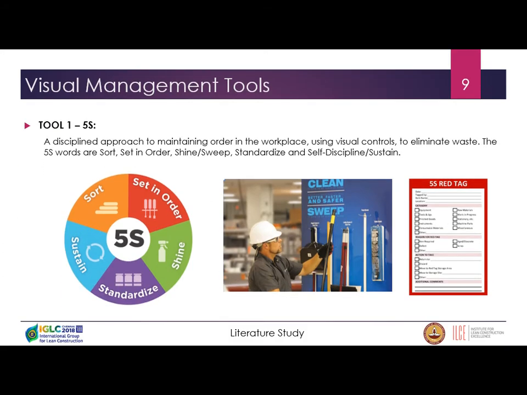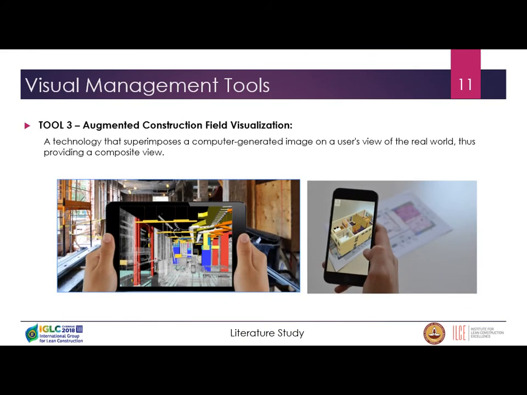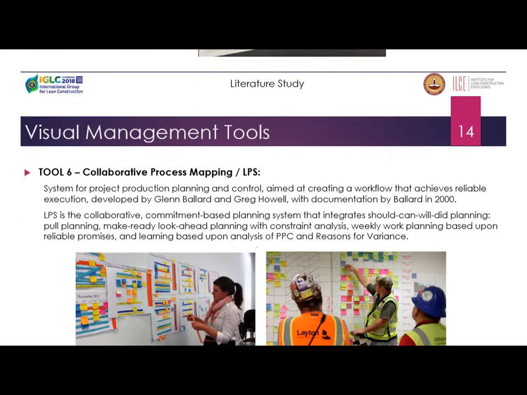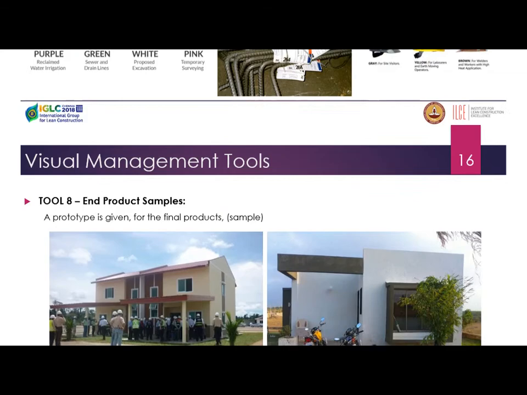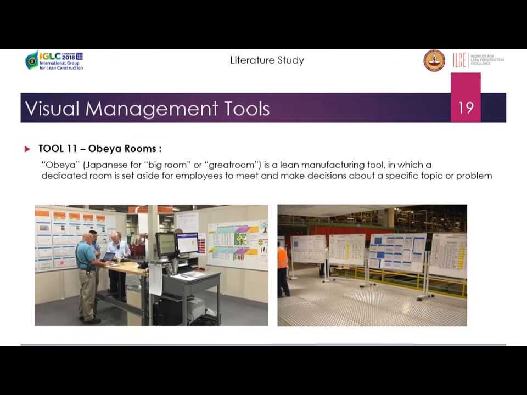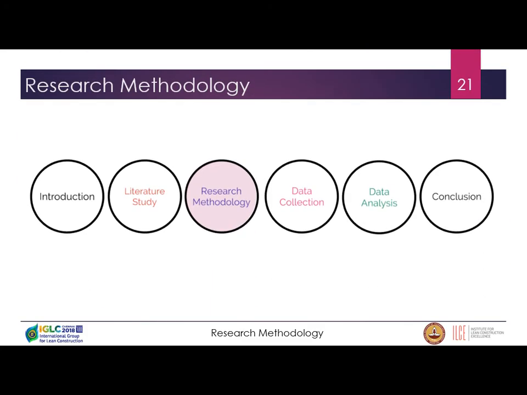These tools are 5S, Andon, augmented construction, BIM, display boards, collaborative process mapping based on the Last Planner System, color coding, end product samples, Heijunka, Kanban cards, Obeya rooms, and Poka-yoke. So these tools I have taken, and with the help of these tools the identified factors and metrics are assessed.